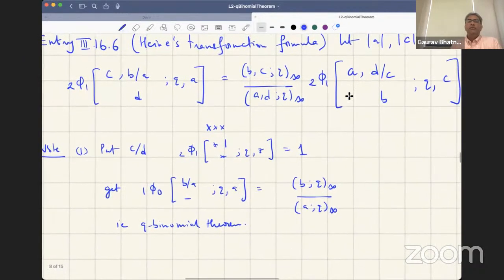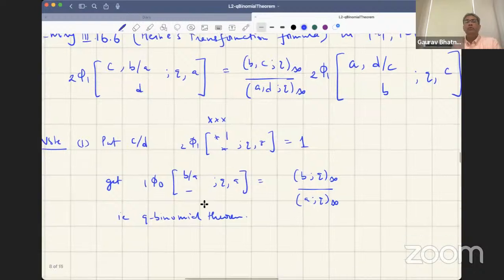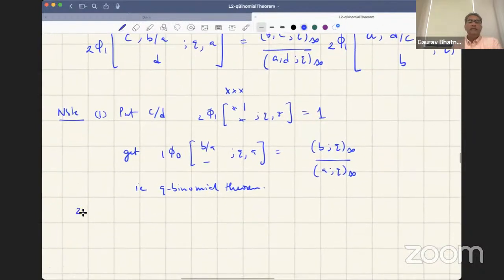Right. So this side becomes 1. Now suppose that instead of C equal to D, I made C equal to B over A. So the second thing which we can do is instead we can take D equal to B by A. So D is B by A.